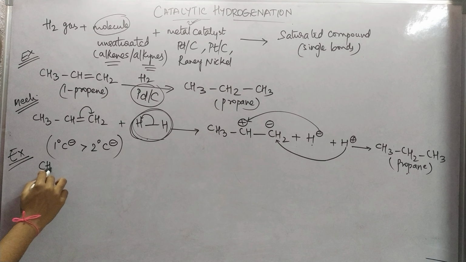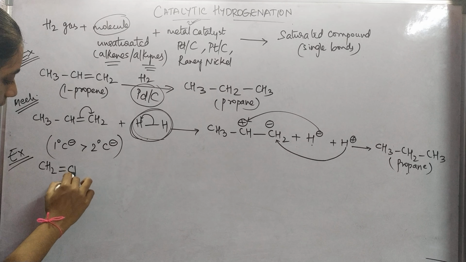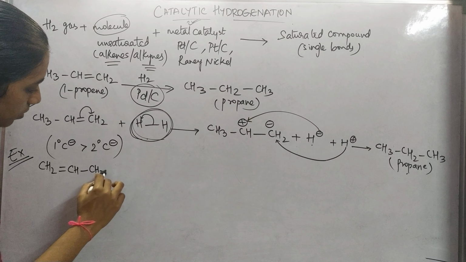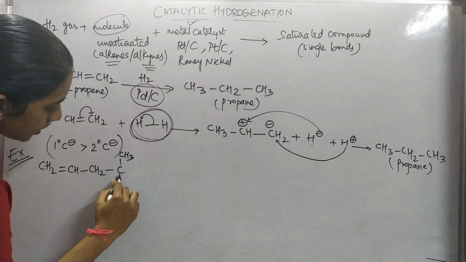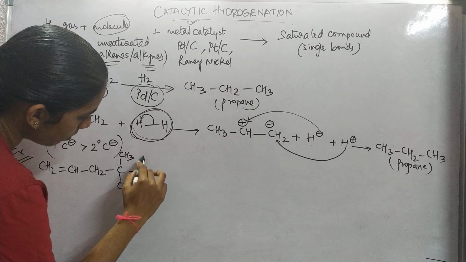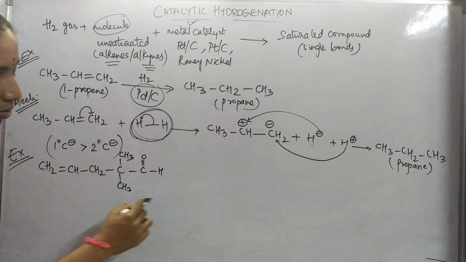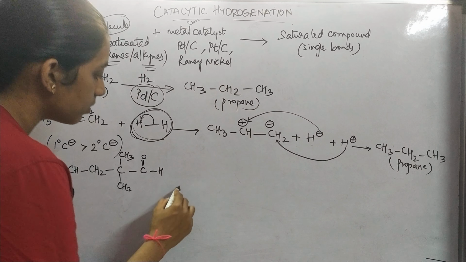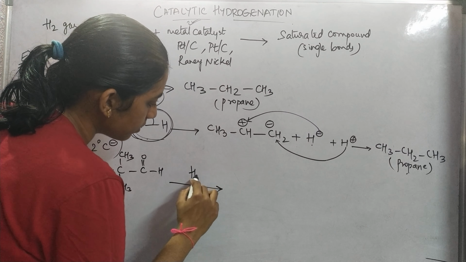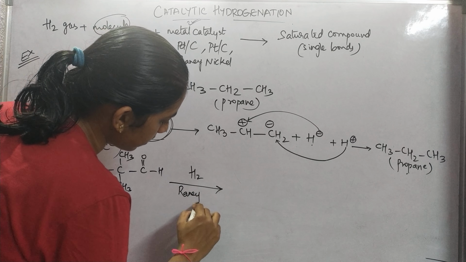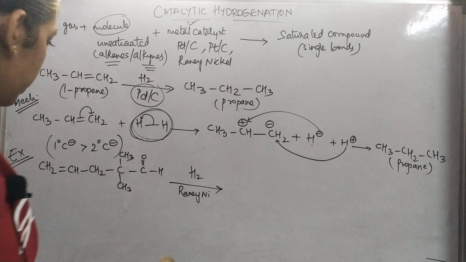So let us take CH2 double bond CH, CH2, CCH3, CH3, C double bond OH. This C double bond OH is an aldehydic group. It will undergo catalytic hydrogenation in the presence of Raney nickel. So what will be the product here?